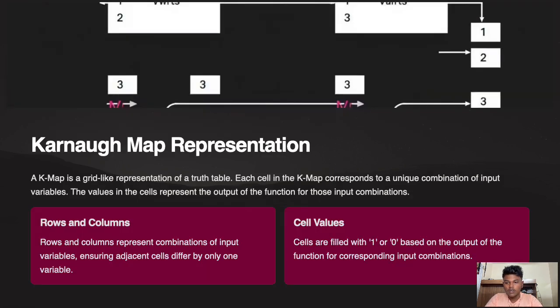K-map representation. A K-map is a grid-like representation of a truth table. Each cell in the K-map corresponds to a unique combination of input variables. The value in the cell represents the output of the function for those input combinations. Rows and columns represent combinations of input variables, ensuring adjacent cells differ by only one variable. Cells are filled with 1 or 0 based on the output of the function for the corresponding input combinations.